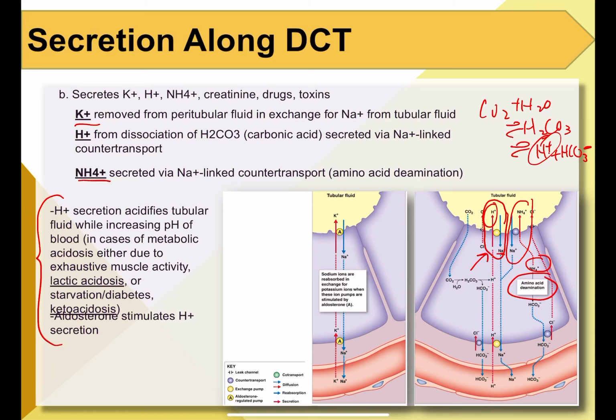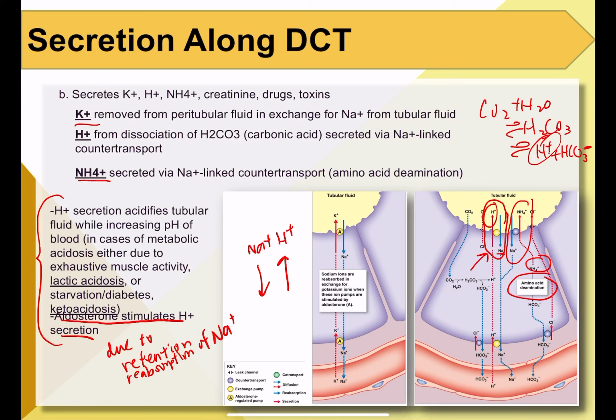Remember that aldosterone stimulates reabsorption of sodium ions, and since sodium and hydrogen ions have that countertransport relationship, aldosterone also, in a sense, stimulates secretion of hydrogen ions. Okay? So aldosterone also stimulates hydrogen ion secretion due to retention, or reabsorption, of sodium ions. So sodium ions come in, hydrogen ions go out.